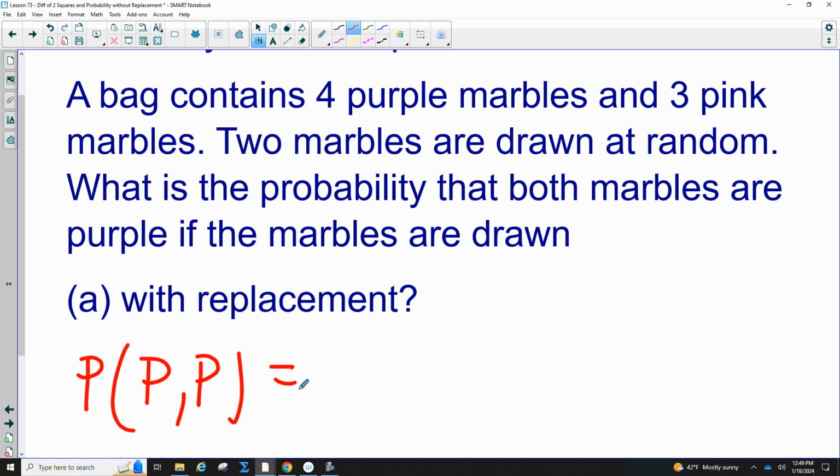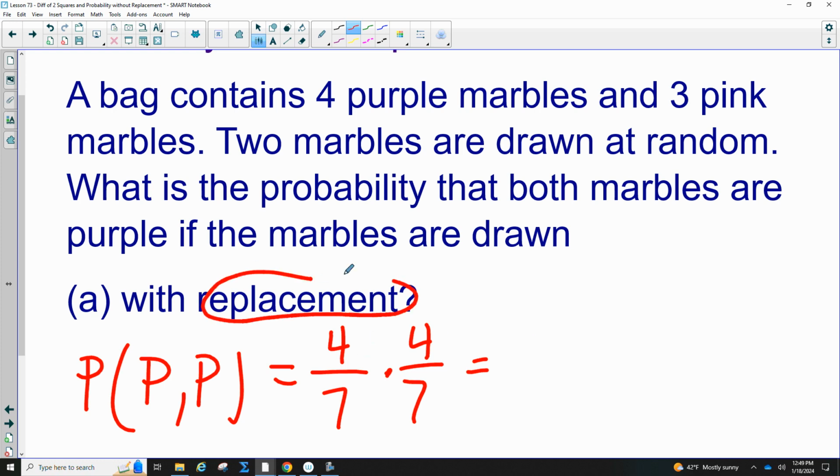How many purple marbles are there? 4 out of how many total? All right, and if I put it back in after I draw, then I still have 4 out of 7. So with replacement, I drew out the purple, and then I put it back in the bag. So there's still 4 out of 7. So I have 16 out of 49. Okay, multiply top to top, bottom to bottom.